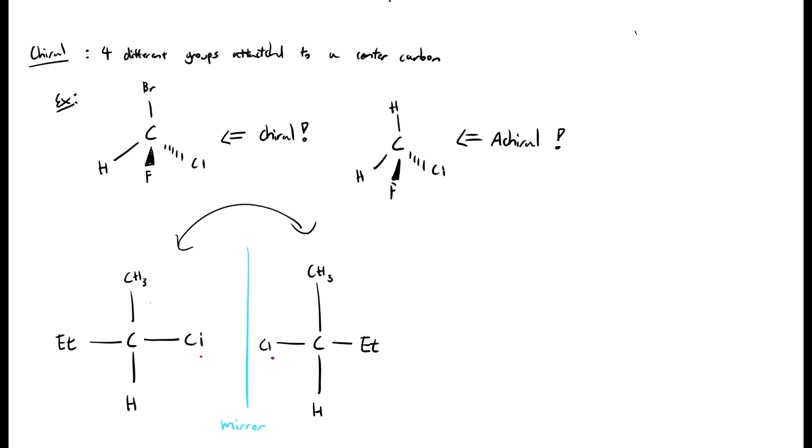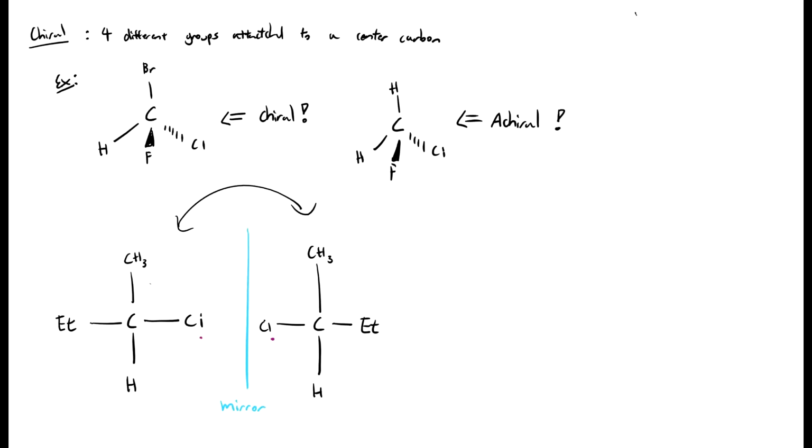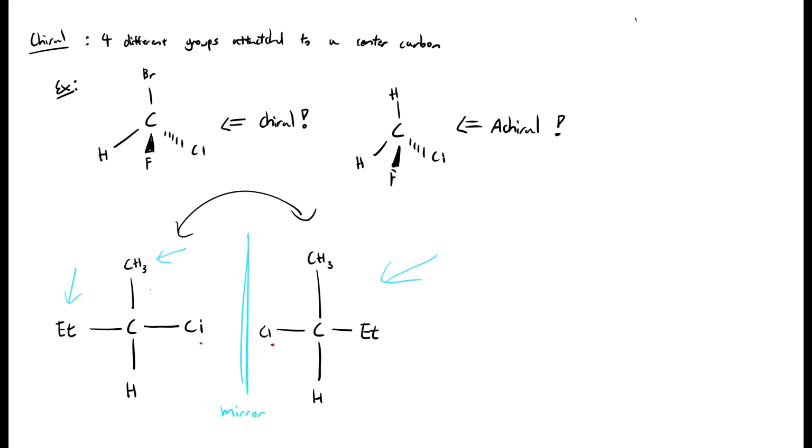To determine chirality, we have to know that it has a mirror image. This is a 2D representation of another carbon compound. In this case, Et represents ethyl. The CH3 is a methyl group, so this has a methyl, an ethyl, a chlorine, and a hydrogen. Imagine this blue center line represents a mirror, and the reflection is shown on the right. We can see that this is a mirror image representation of the molecule on the left. So this is a 2D representation of a chiral compound.